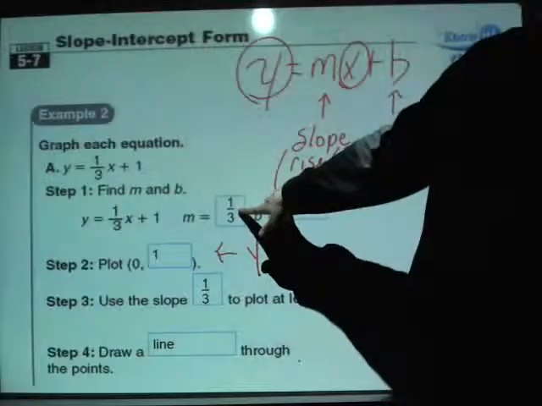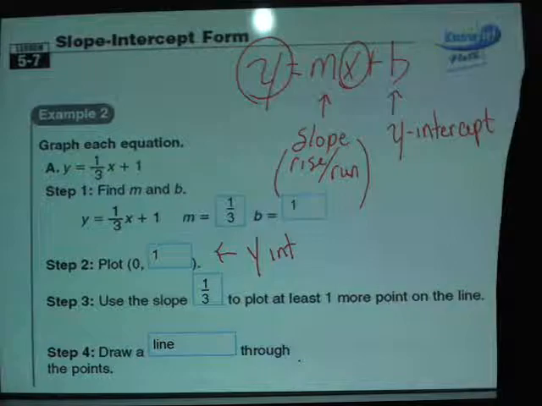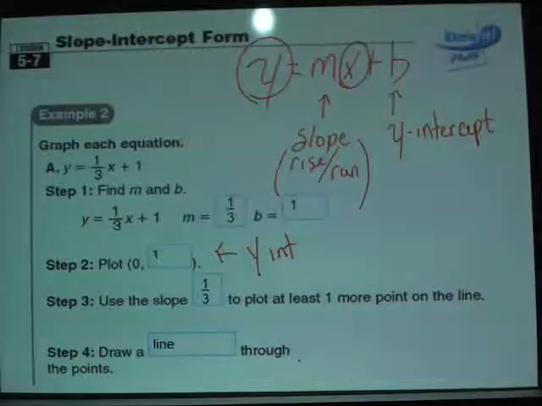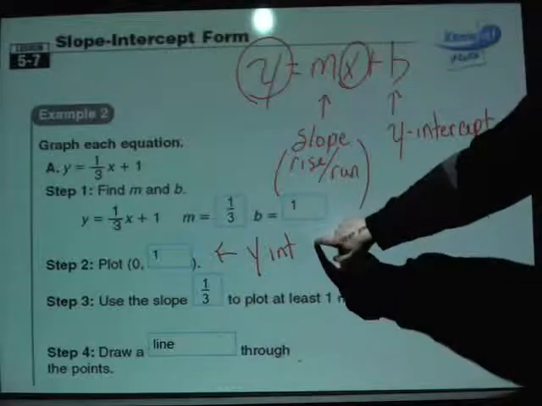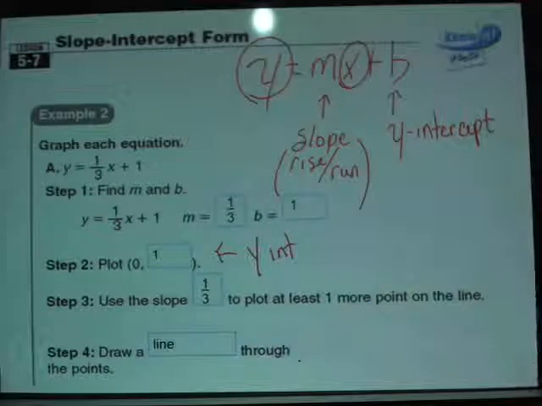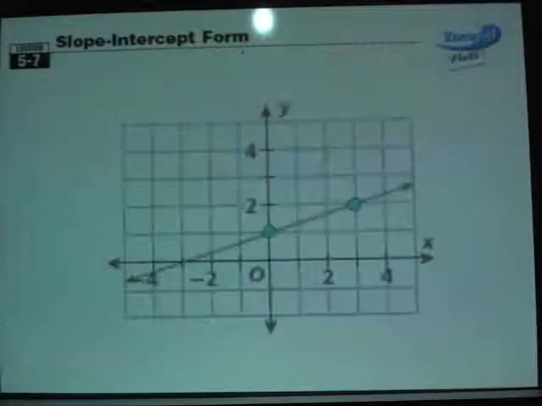Now my slope here is 1/3. So a slope of 1/3 means I'm going to rise 1 and run 3. How exactly do I do that? From this y-intercept point I plotted, I'm going to rise 1 and run 3 and put another dot. Once I draw my 2 dots, that's all I need because a line is established simply with 2 dots. Connect my dots and you have a line, which is what they're saying to you in step number 4. So let's go ahead and take a look at that because that's certainly what you're going to see on the next slide here.